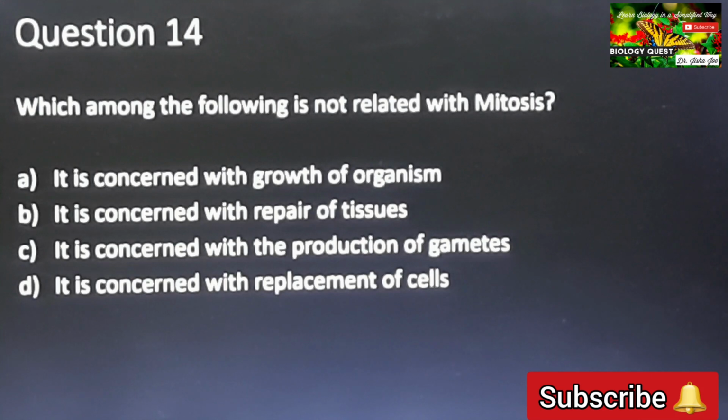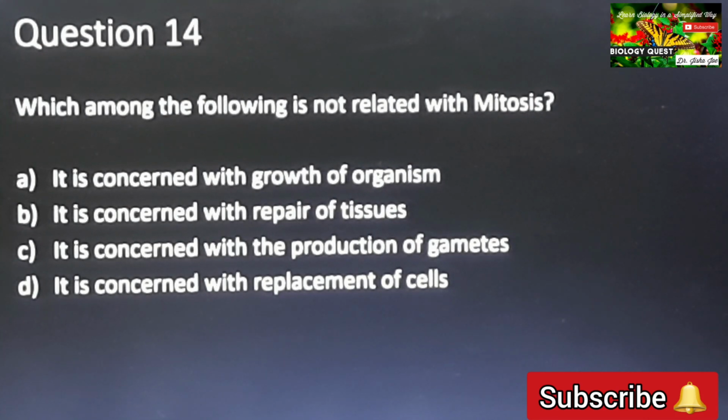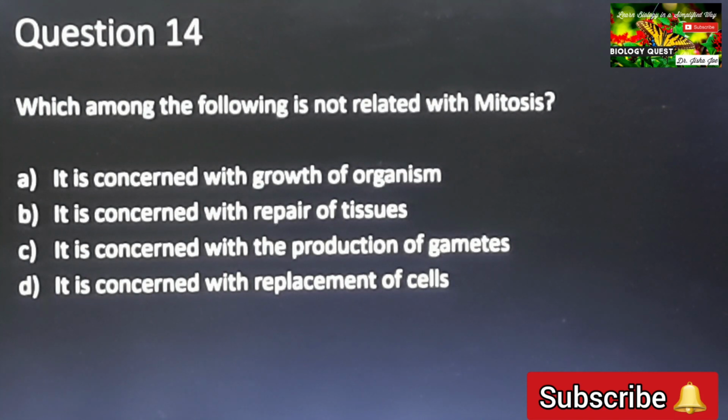Option B, it is concerned with the repair of tissues. Yes, mitosis is concerned with the repair of tissues. For example, suppose we have a cut or a wound. Naturally, new cells will be produced at the site of the wound and the cut will be covered up, isn't it? So the cell formation taking place at the site of the wound is because of mitosis, or mitotic division. So it is concerned with the repair of tissues.